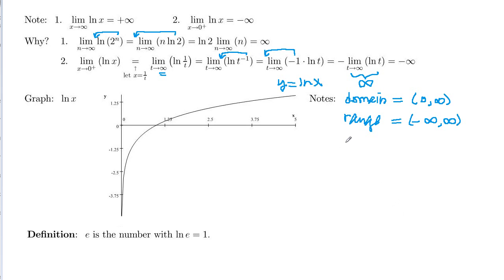Also, notice that it's an increasing function. So in other words, if you've got a bigger number, it'll have a bigger log. So if we pick a value here, go up and find its log, and then pick a bigger value and go up and find its log, then that log will be bigger. So a bigger x value gives a bigger log. Log is an increasing function.